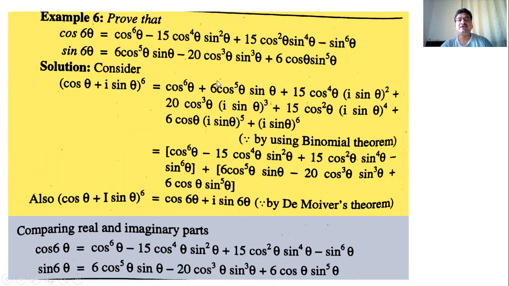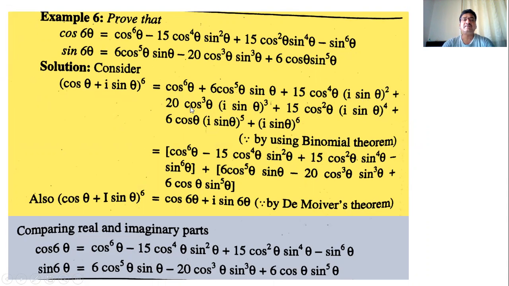Then the next term is 6C1, which is 6, and then its 5th power, cos raised to 5 theta, and its first power, i sin theta. So right here, i. The next term is plus 6C2. 6C2, by using a calculator, is 15. Then its 4th power, cos raised to 4 theta. So the power of cos is first 6, then 5, then 4. Plus its square, so here is i square sin square theta, or i sin theta in brackets squared.